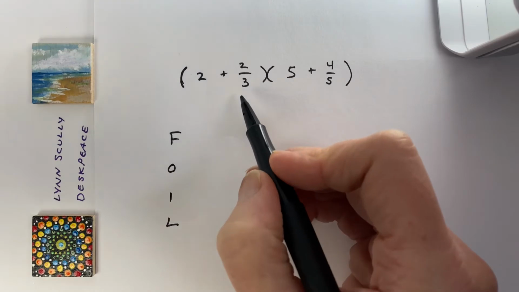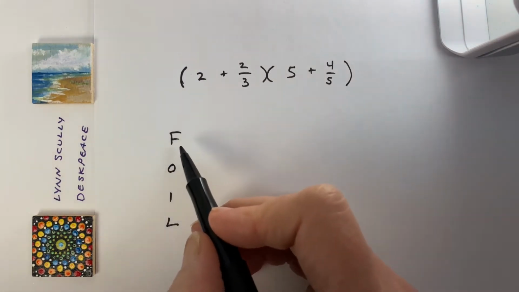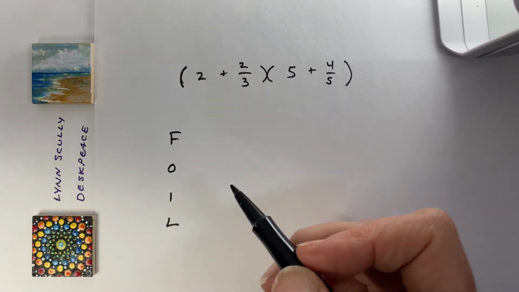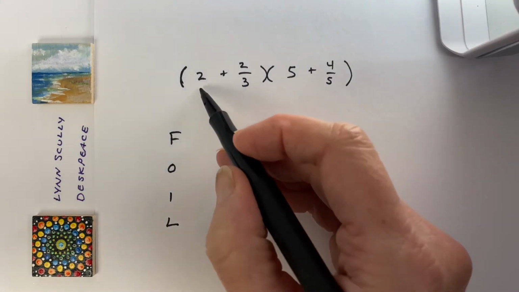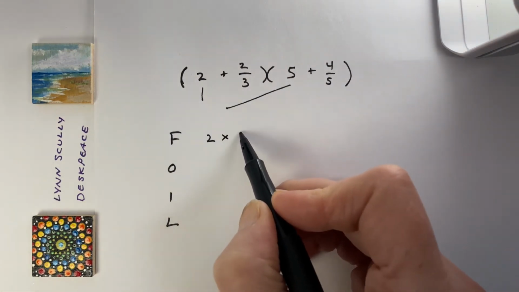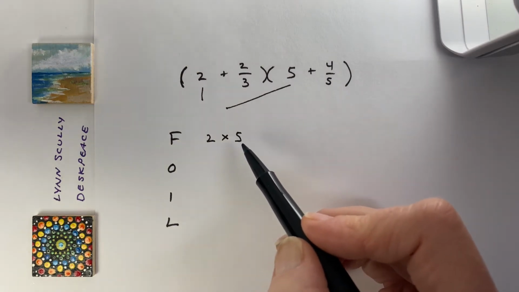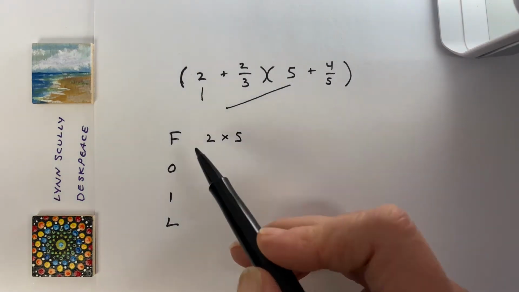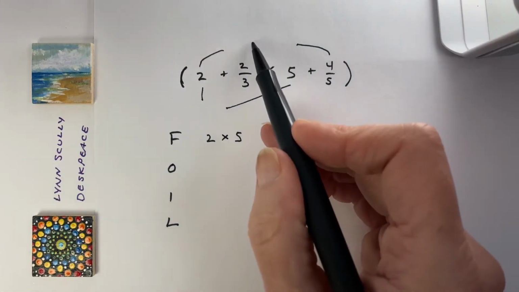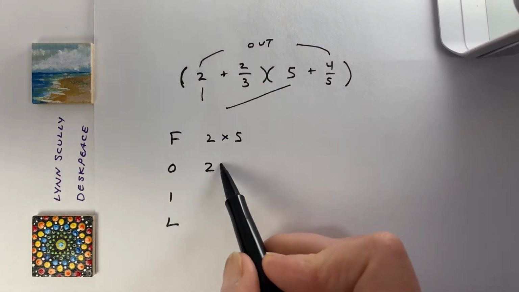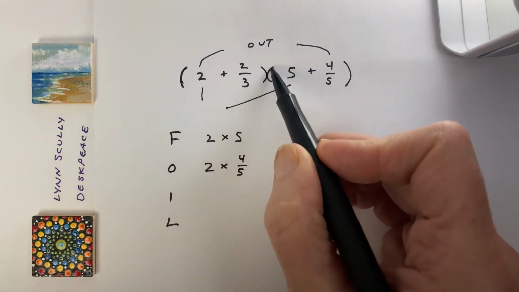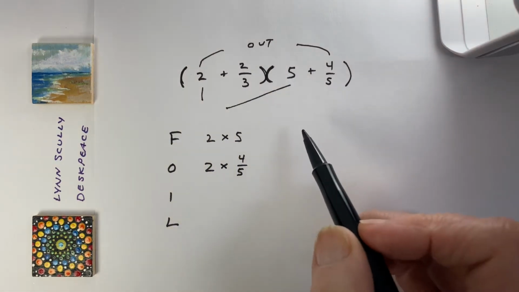So I've taken our problem and I've written it out again, and I've written FOIL. And I recommend you do this for a while until it starts getting really natural. So our two first guys, the first in each packet, are these two. So I get 2 times 5. And I don't even do any arithmetic till the end. My outers, the outside guy and the outside guy, are right here, okay? So these are my outers. So it's going to be 2 times 4/5, because this means multiply when these are pushed up against each other. Kind of almost looks like a multiplication symbol.